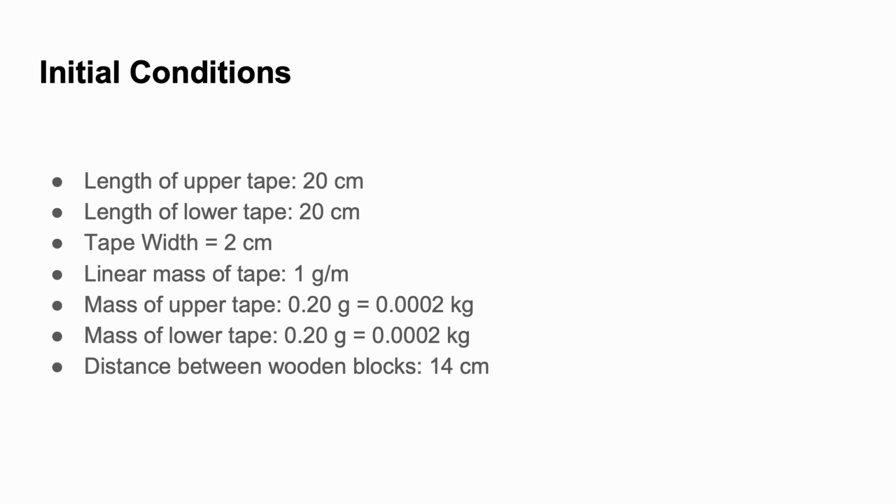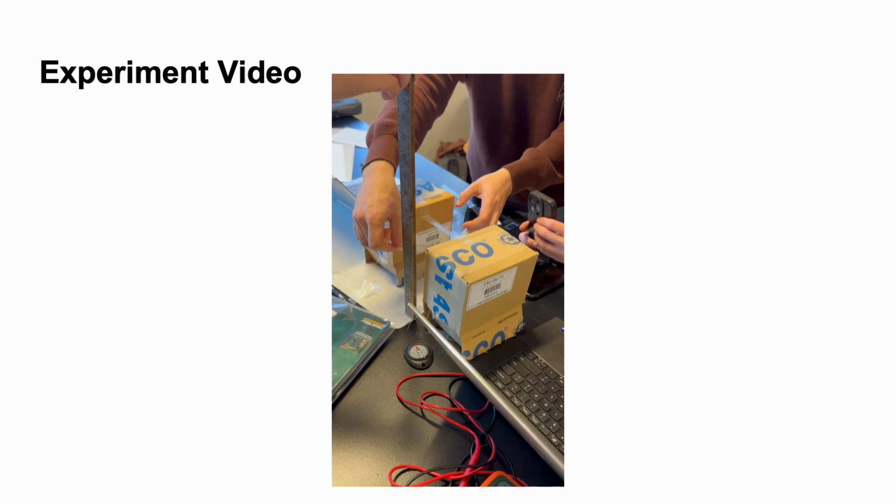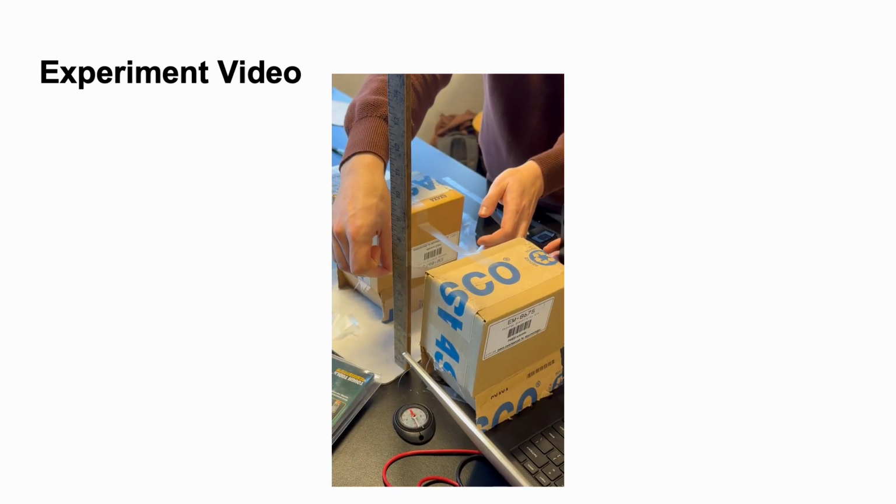Initial conditions worth noting is that our upper and lower tapes have a length of 20 centimeters and a width of 2 centimeters each. The linear mass of each tape is 1 gram per meter, and as a result, each tape has a mass of 0.2 grams, and the distance between the wooden blocks in the experiment is 14 centimeters. Here you can observe what the experimental procedure looks like.